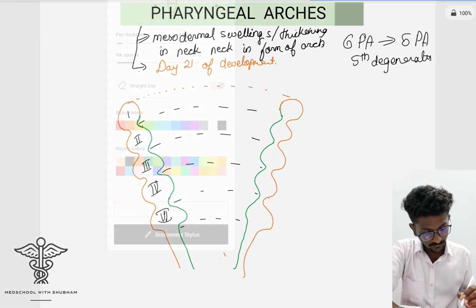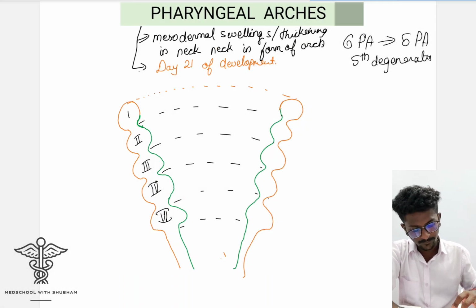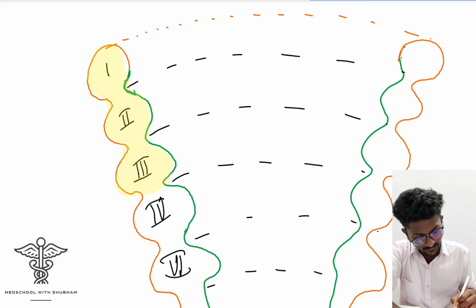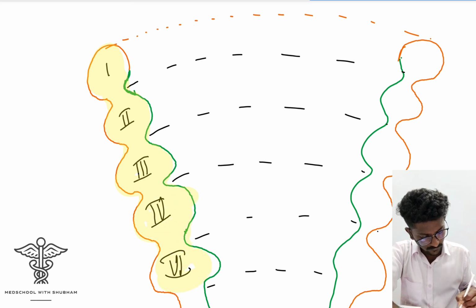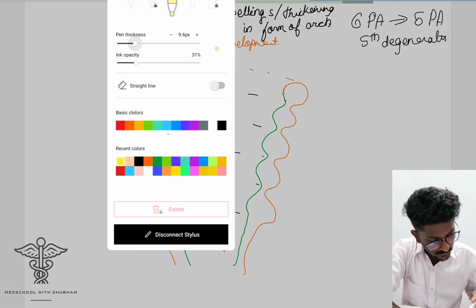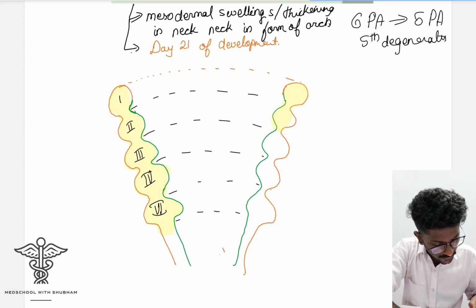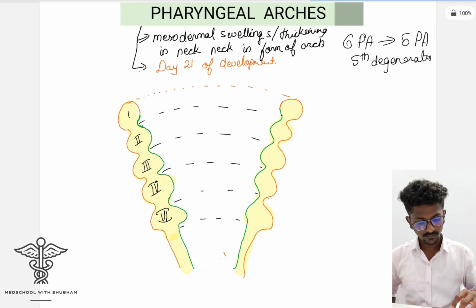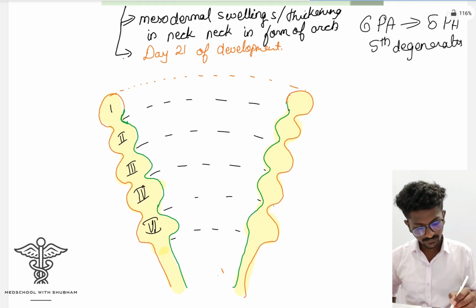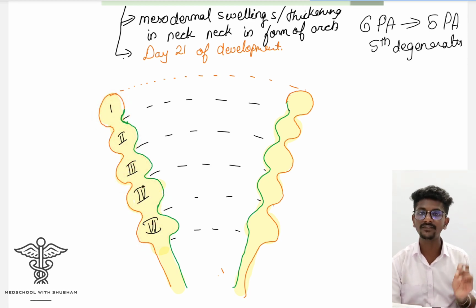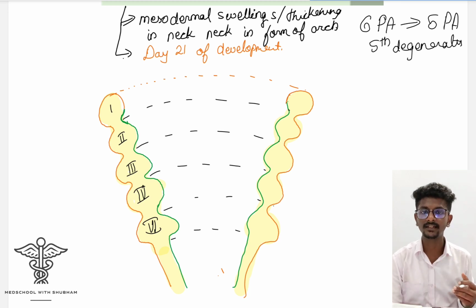Okay. Now one more important thing. These are, as you know, mesodermal thickening. So inside you will have this mesoderm. Similarly over here also. Okay, so let's start again. See, this is the first pharyngeal arch. This is the first, second, third, fourth and sixth pharyngeal arches. In this way, now you have the 5 pharyngeal arches. Initially you were having 6 pharyngeal arches.